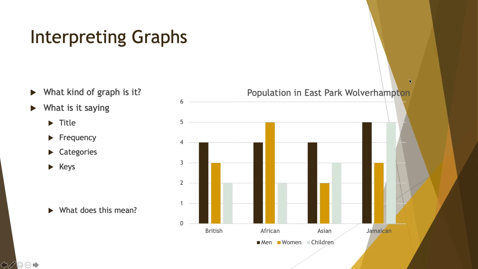So if you live in East Park, don't start to think, oh gosh, is this what East Park looks like? My title here tells me that this is the population in East Park, Wolverhampton. So it's the population density. My frequency is not specific.